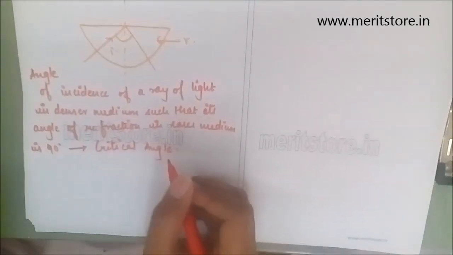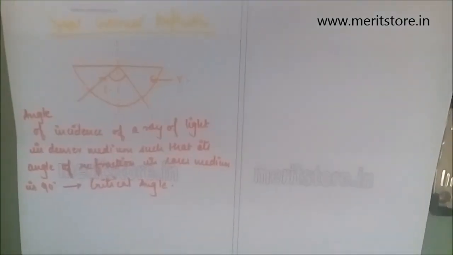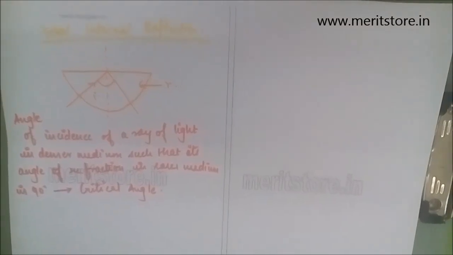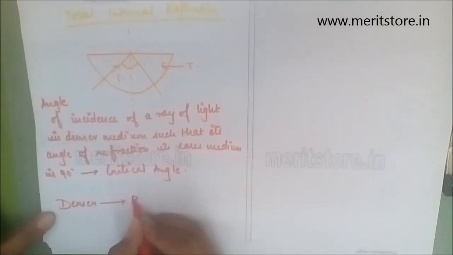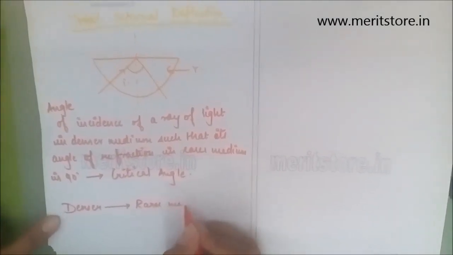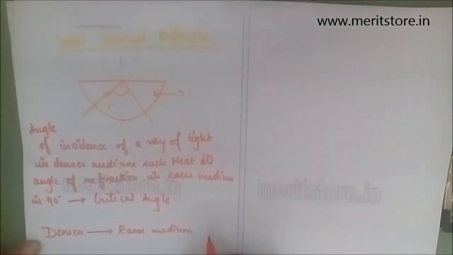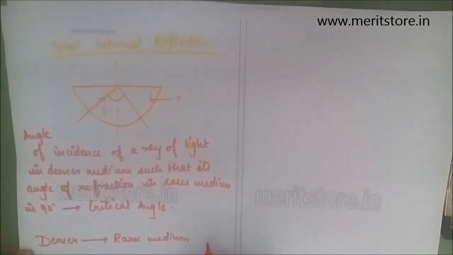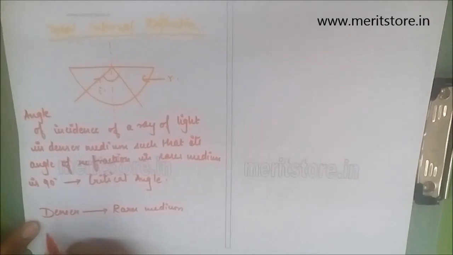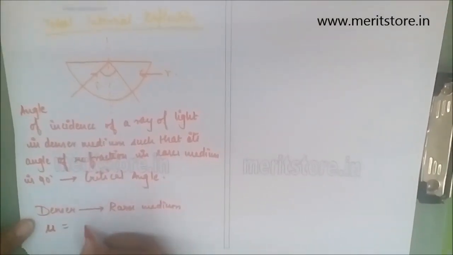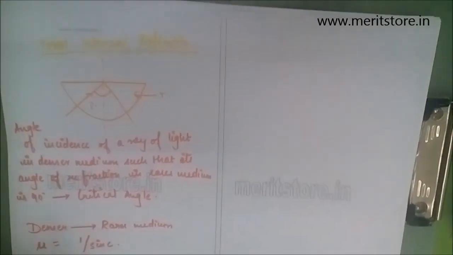Total internal reflection is the phenomenon by virtue of which a ray of light travelling from a denser to a rarer medium is sent back in the same medium, provided it is incident on the interface at an angle greater than the critical angle. It is given as mu is equal to 1 by sine C, where C is the critical angle.